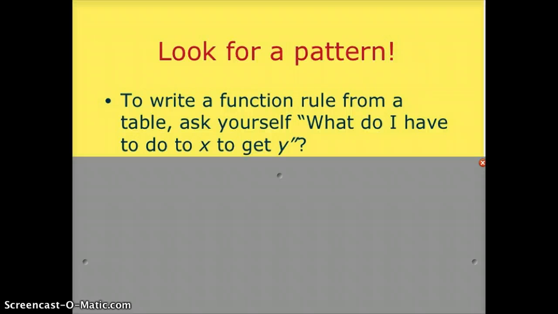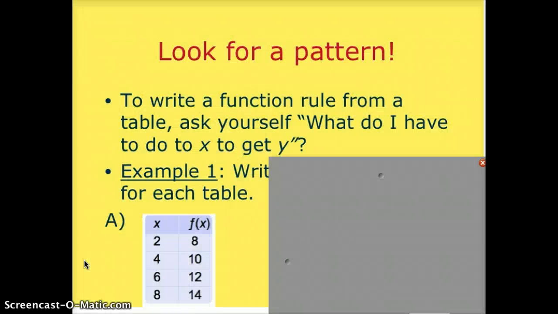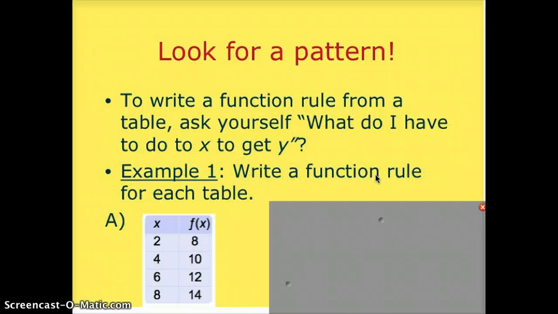I want you to try both of these tables on your own and don't look at my answer until you're done with your guess. So you're going to try to write a function rule for each table. So table A, when x is 2, f of x is 8. When x is 4, f of x is 10. When x is 6, f of x is 12. And when x is 8, f of x is 14.